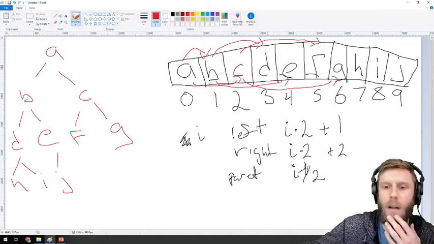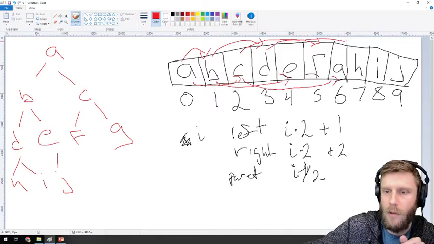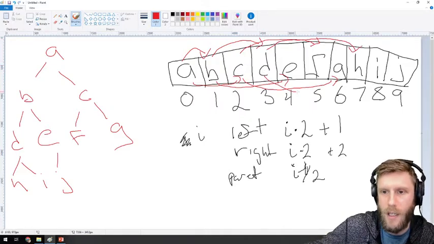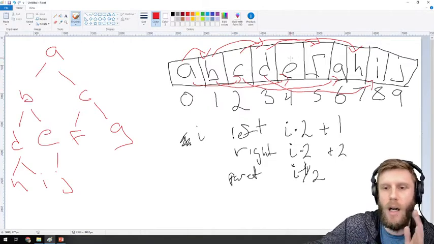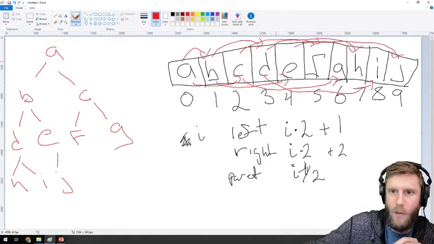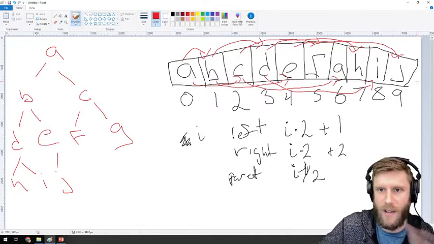Then D, well, 3 times 2 is 6 plus 1 is 7. So good. And 6 plus 2 is 8. And then E, well, 4 times 2 is 8 plus 1 is 9. And then what comes next is 4 times 2, which is 8 plus 2 is 10. But of course, that doesn't exist. That's not in the tree.